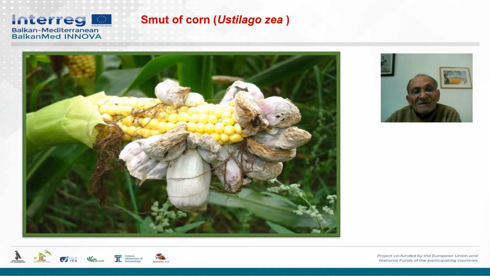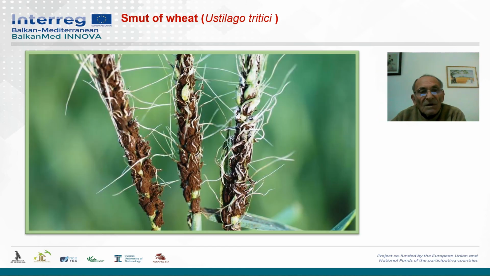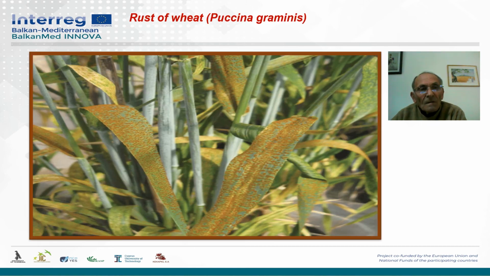This is smut disease on corn, Ustilago maydis. We see the deformation. Here we see smut disease on wheat, Ustilago tritici. We see here the symptoms of the rust on the wheat, Puccinia graminis, a well-known disease all over the world. In some regions it makes big damage. Some cultivars are sensitive, some are tolerant, some are resistant. Here we see the red spores on the surface of the leaves.